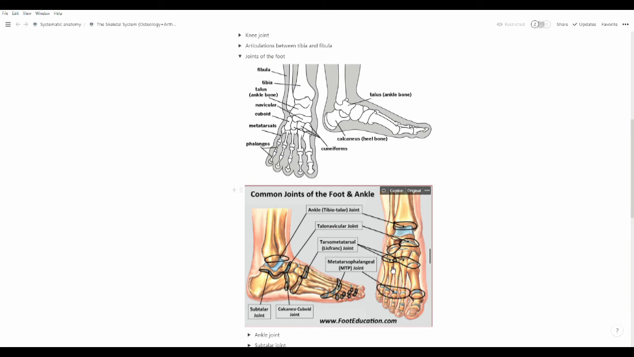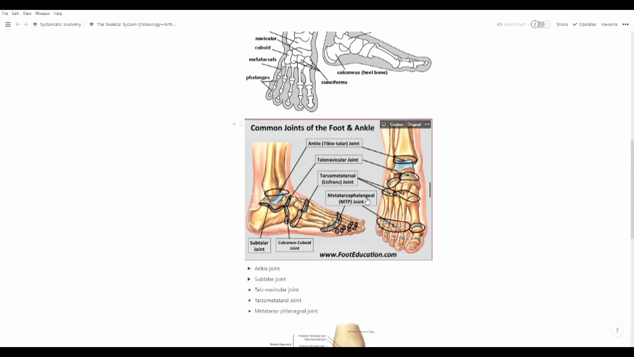So the tarsometatarsal joint. This reminds me of the joints of the hands. Actually, remember we had the carpometacarpal joint. So this is something similar, but in here we have the tarsometatarsal joint. We also have the metatarsophalangeal joint.